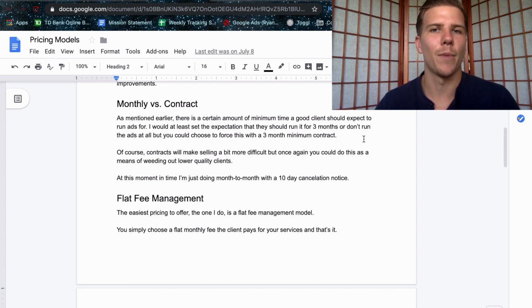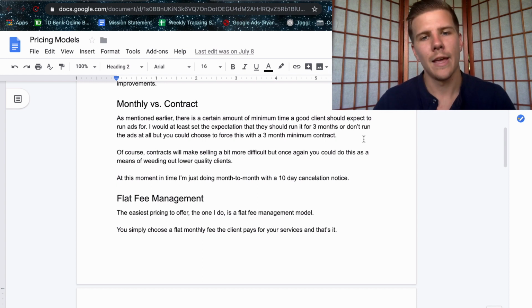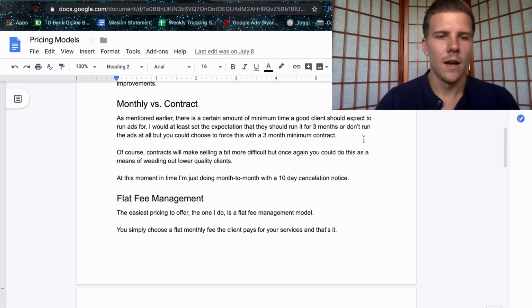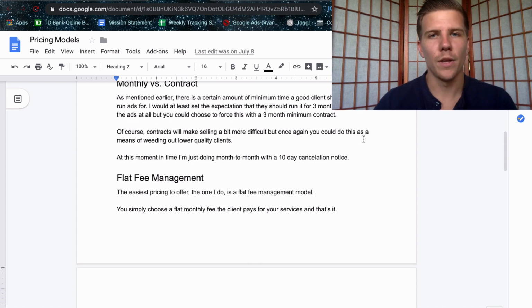The downside is it might be harder to sell this service, and with the month-to-month, it might be very easy to sell just because they can cancel at any time, but the con is they can literally cancel at any time before they're even ready to make a judgment call on this. So once again, choose what you think is going to be best for your style of selling.